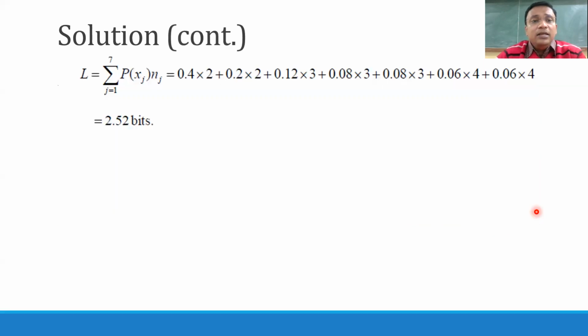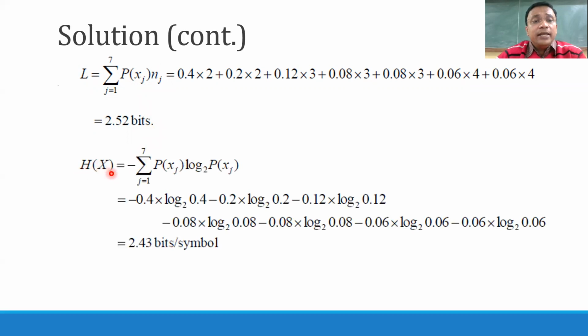So we have tried to find out the efficiency of this code. We have checked the average length of the code, which becomes 2.52 bits with the particular formula we have used. Then we have also calculated the entropy, with the particular formula which we already discussed in our previous class. Using that formula, we can see it becomes 2.43 bits per symbol.